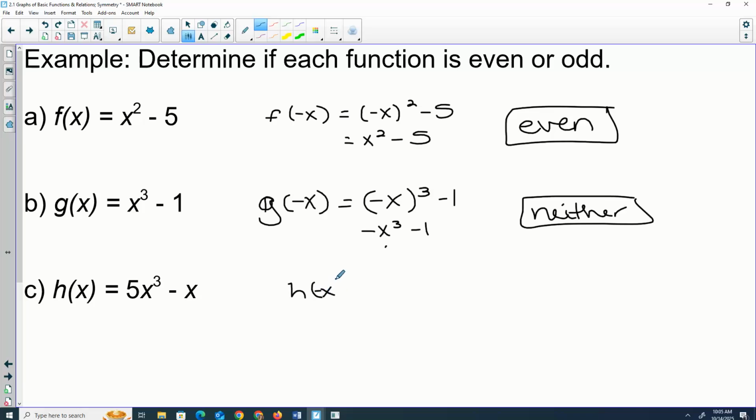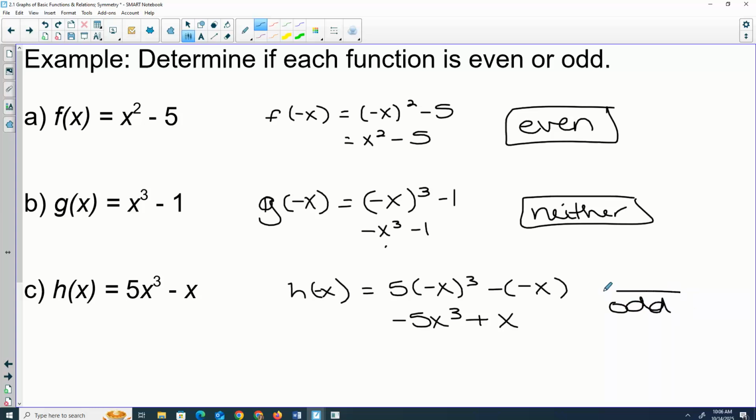This one, if I put in a negative. A negative cubed is still negative, minus negative is a plus. Is that what I started with? No. Is it the exact opposite? Yes. So if it's the exact opposite, that's odd. Do you guys have questions?